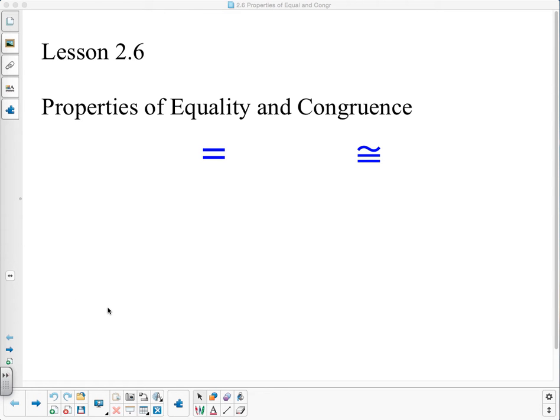Right, so the section we're doing is 2.6 on properties, properties of congruence and of equality.